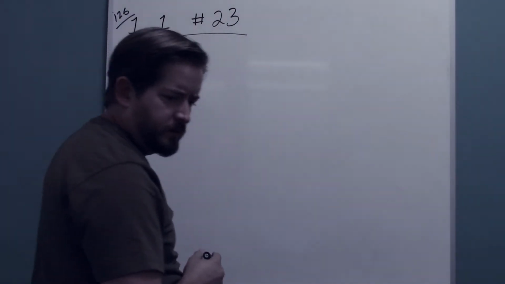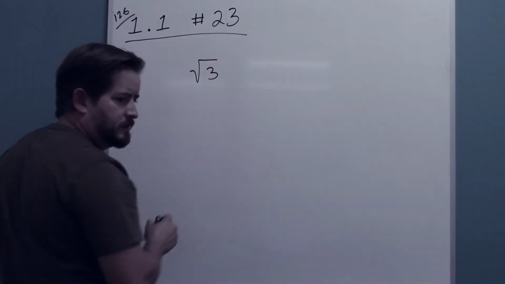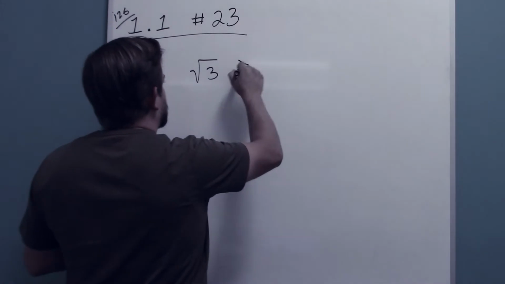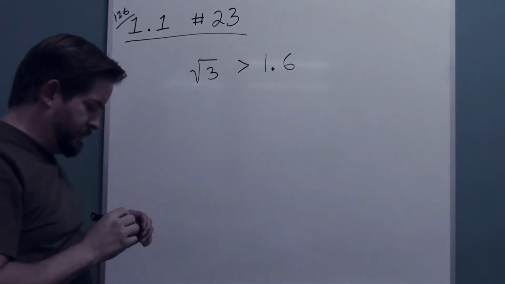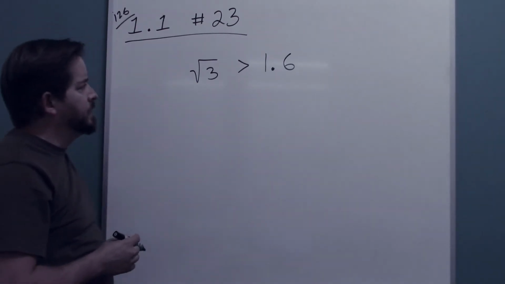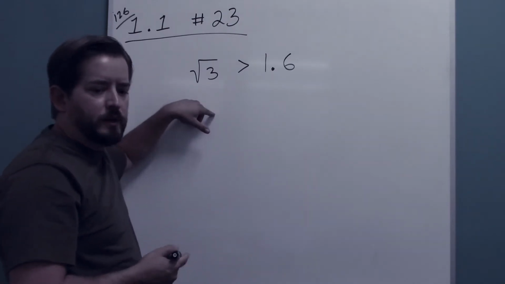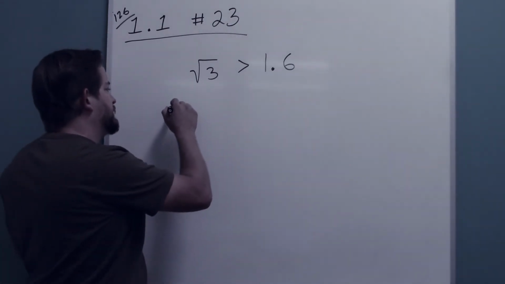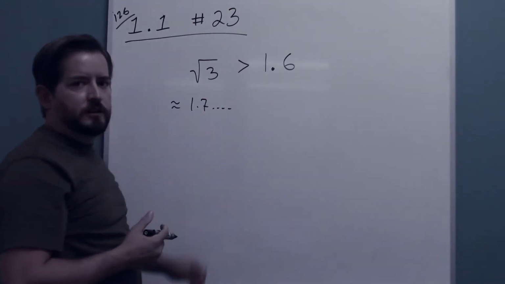23 says, state whether the inequality is true or false. We have the square root of 3, and it's either greater than 1.6 or it's not, right? There are two ways to do this. You can take the square root of 3 and plug it into a calculator, and you'll get something like 1.7 something something, which clearly shows that it's true.